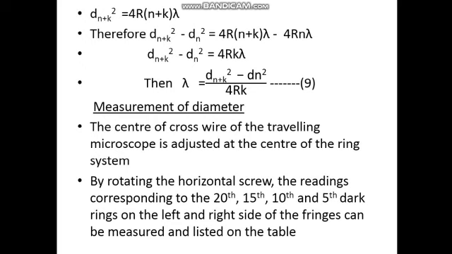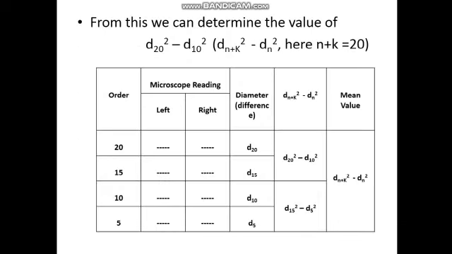For measuring the diameter of the ring, first of all, the center of the crosswire of the traveling microscope is adjusted at the center of the ring system. By rotating the horizontal screw, the readings corresponding to the 20th, 15th, 10th and 5th dark rings on the left and right side of the fringes can be measured, and that is listed in the table. From this table, the diameters of the 20th, 15th, 10th and 5th dark rings are obtained, from which d20 square minus d10 square can be calculated.